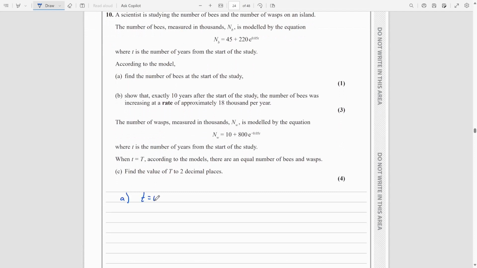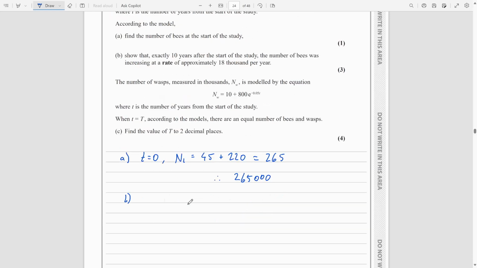So when T equals 0, NB, so the number of bees, is 45 plus 220 times e to the 0, which is 1, and so this is just 265. Show that exactly 10 years after the start of the study, the number of bees was increasing at a rate of approximately 18,000 per year. I now notice that this is measured in thousands, so it's 265,000. There we go. So question B.